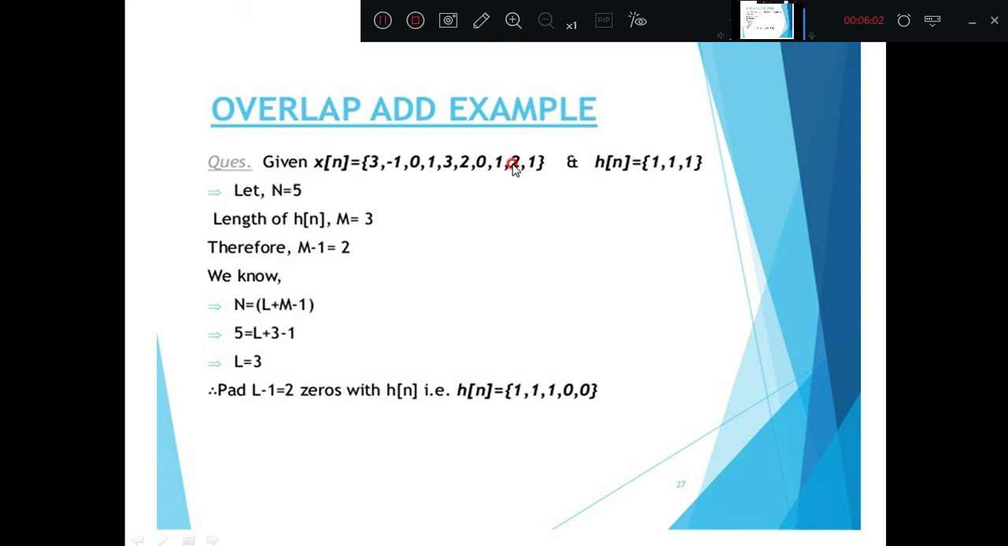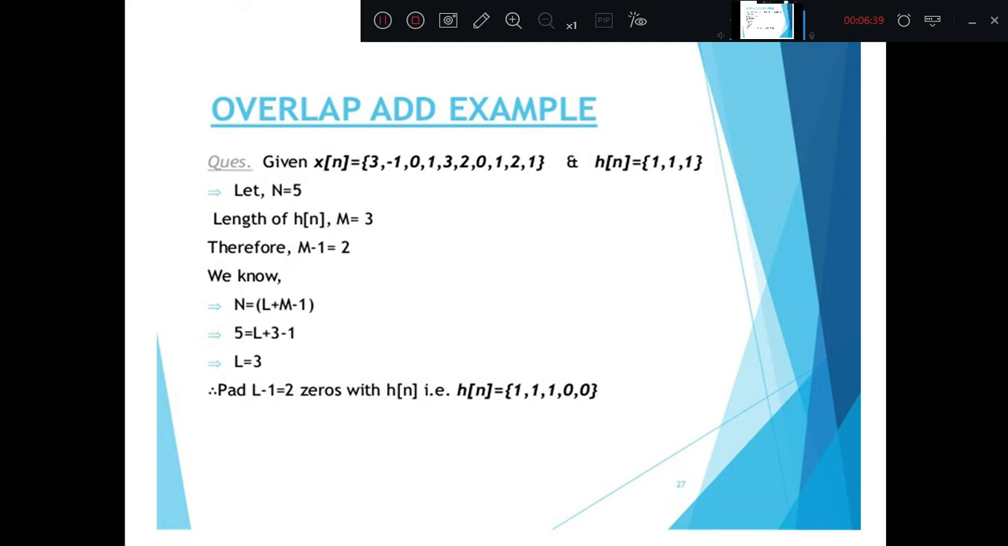Now you have to make the length of the block as well as the impulse response h of n the same. So here the length of h of n is M is equal to 3, and you have to calculate capital L. How to calculate capital L? N is known, that is 5. M is the length of h of n, 3. Then you calculate L. So L is equal to 3. So the number of samples in each block is how many samples?